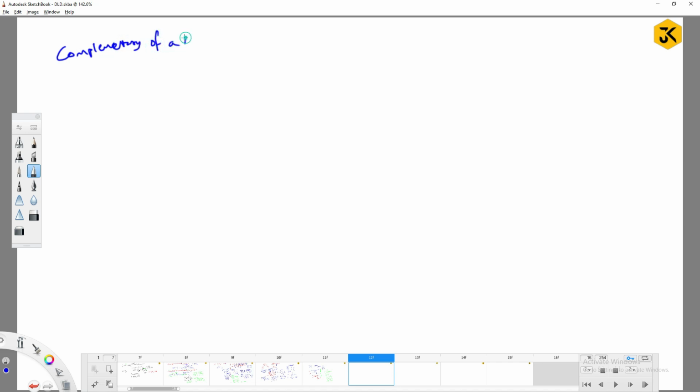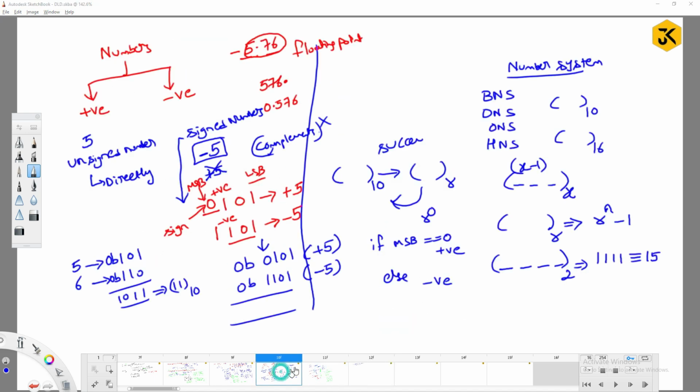Complement of a system. Okay, so here you have to understand one technical point. Since numbers we are going to represent in one way of representation that we have seen right now, this one I can call the sign magnitude representation.